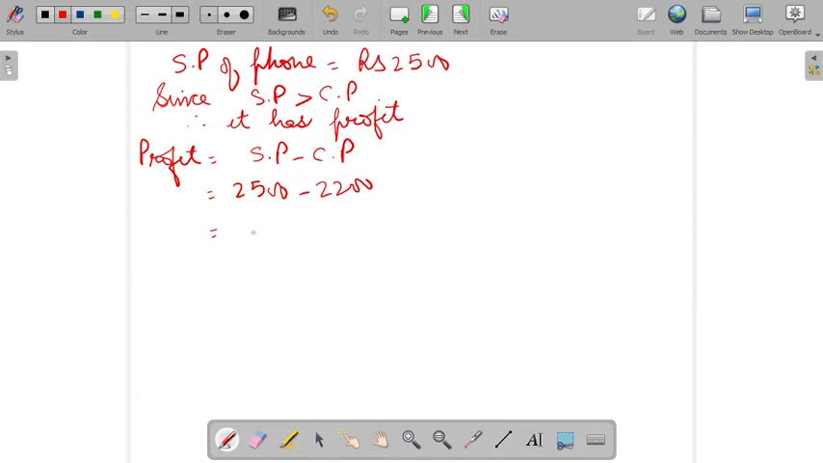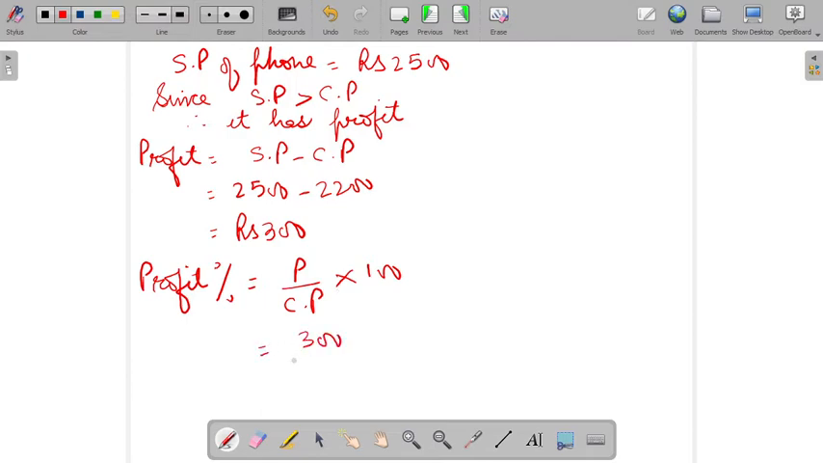तो कितने का प्रॉफिट हुआ? Rupees 300 profit. Now we will find out the profit percent. So what is the formula? As I have told, profit percent would always be on CP. So profit upon CP multiply 100. So 300 upon CP, which is 2200, multiply 100. Now cancel the terms like this.